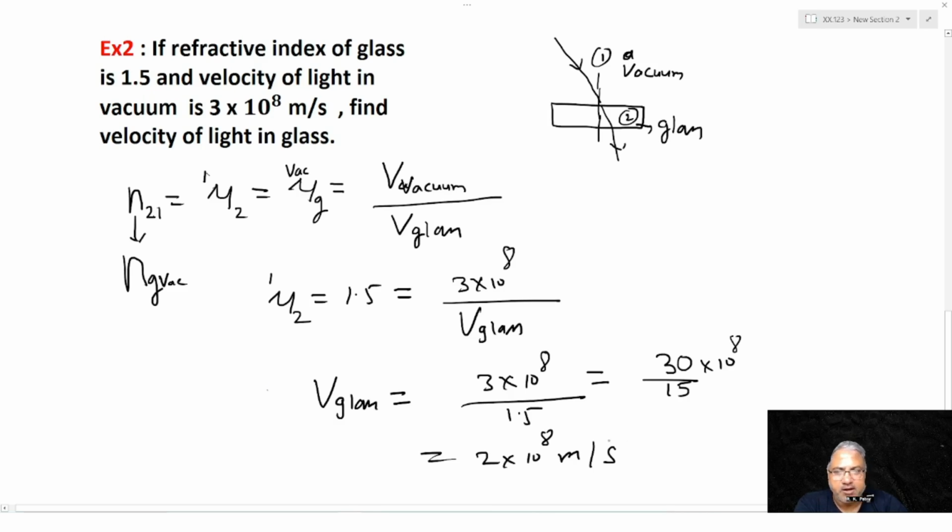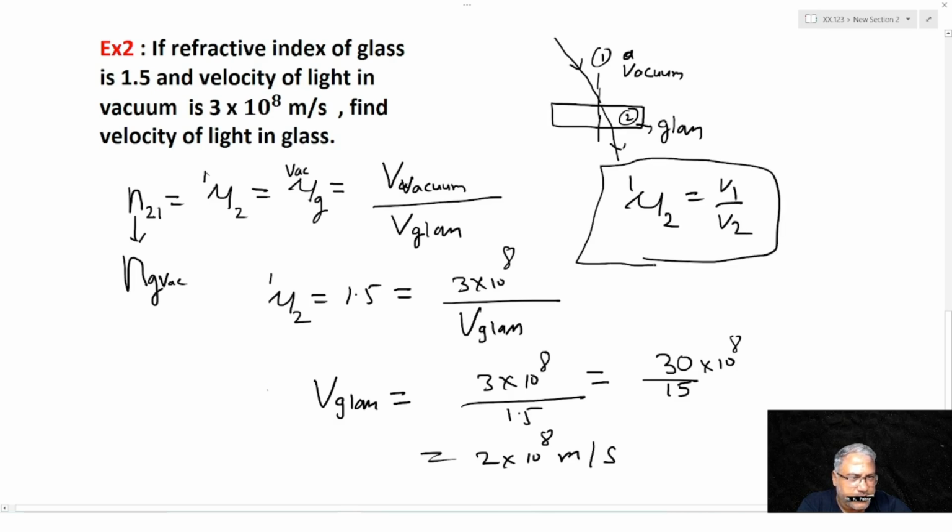So this way we can find it out. Never confuse yourself with these symbols. Otherwise you can write it like this: mu 2 to 1 equals v1 upon v2. This is a very simple one, but when you are writing in the examination you need to write the steps. You have to write glass, vacuum, etc. But first, if you mention medium 1 is vacuum and medium 2 is glass, then refractive index of 2 to 1 if you write, that will also do. So the final answer: velocity of light in glass equals 2 into 10 raised to 8 meters per second.